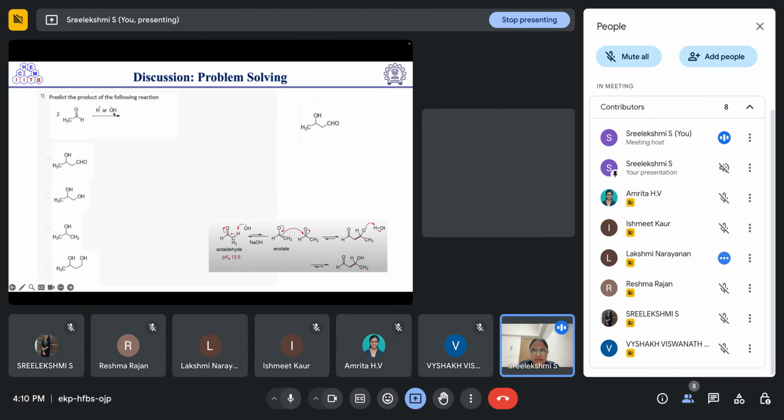In basic medium, and also in acidic medium, this reaction can happen. If it is in basic medium, this OH minus will abstract a proton from the CH3 and this enolate will be forming. Then this negative charge will come back and this double bond can attack the next molecule of acetaldehyde, and this will be forming. Then this O minus will take the proton from water, and during workup we will get this compound. So is it clear?